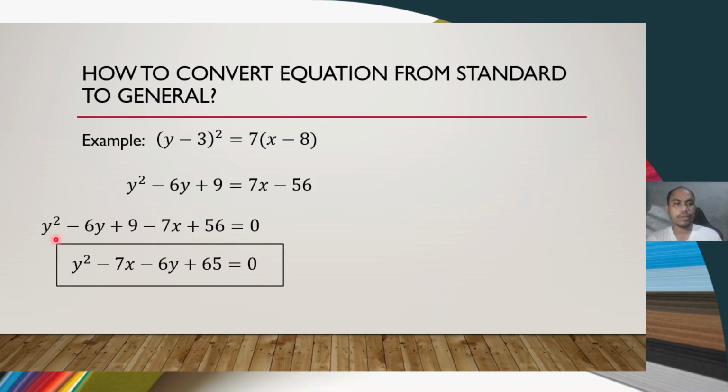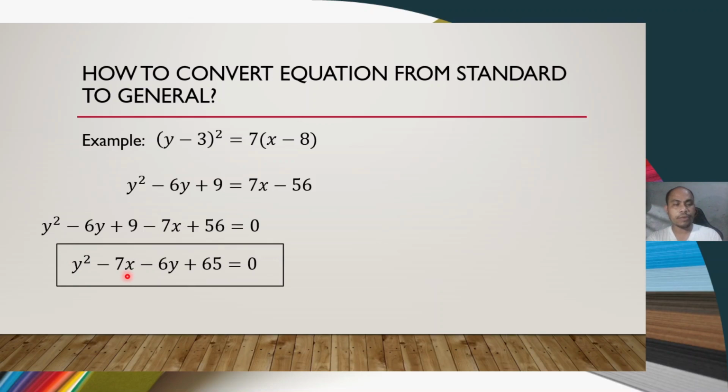And after doing that one, we're going to combine the like terms. Y squared, negative 6y plus 9. Saan mga magkakapareho dito? Meron na tayong dalawa. We have positive 9 and positive 56. We're going to combine this one. 9 plus 56 becomes 65. Then, arrange it in order. So, mauna yung pinaka-highest na exponent. We have y squared minus 7x.